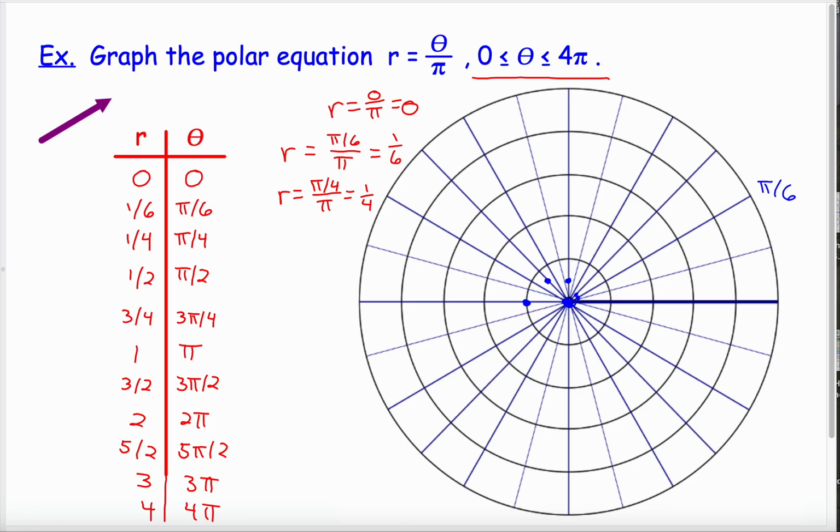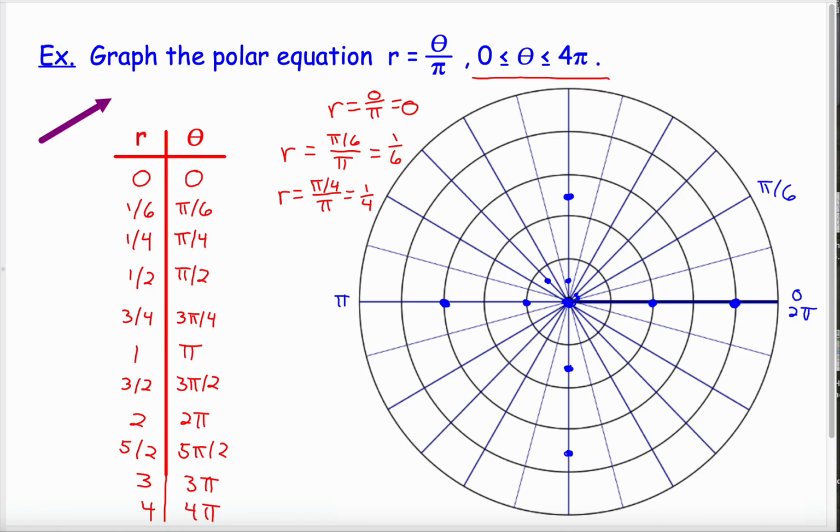So at pi, I was at 1. At 3 pi over 2, I'm at 1 and a half. At 2 pi, which is back to 0, r is equal to 2. At 5 pi over 2, I'm at 2 and a half. At 3 pi, I have r equals 3. If I did 7 pi over 2, I'd get 3 and a half. That would be here. And then at 4 pi, I'm at 4.